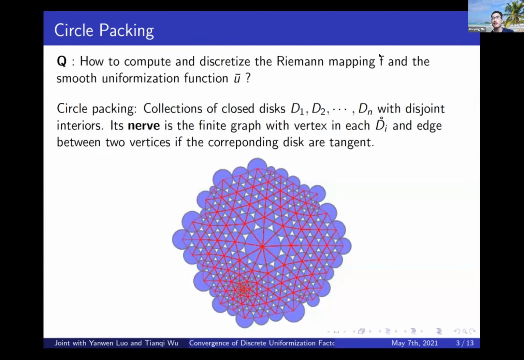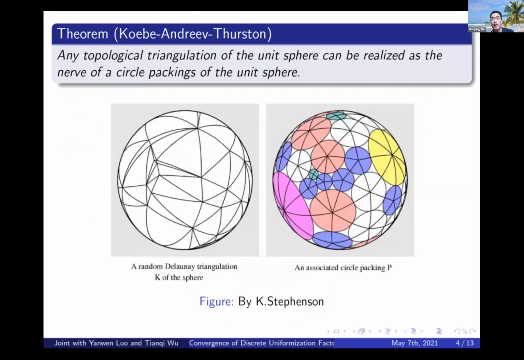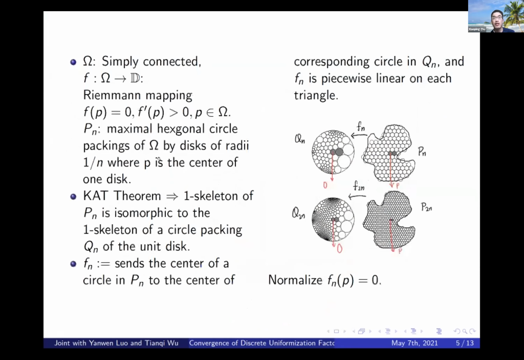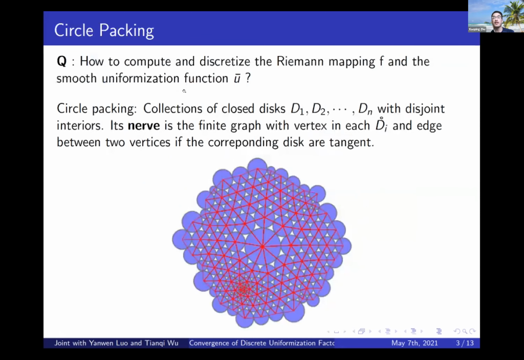And here comes the question: how to compute and discretize the Riemann mapping and the smooth uniformization functions, the uniformization function U bar. Thurston proposed we can use some sort of circle packing to approximate. Circle packings are collections of closed disks with disjoint interiors, and its nerve is like the red graph in our picture, the finite graph with a vertex in the interior of each disk and an edge between two vertices if the corresponding disks are tangent.